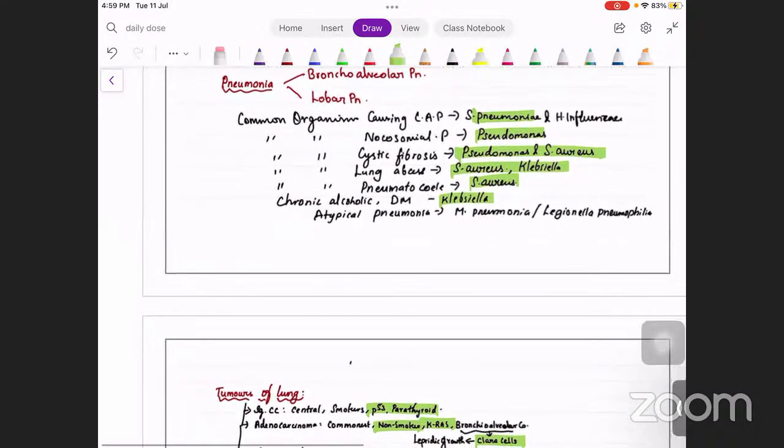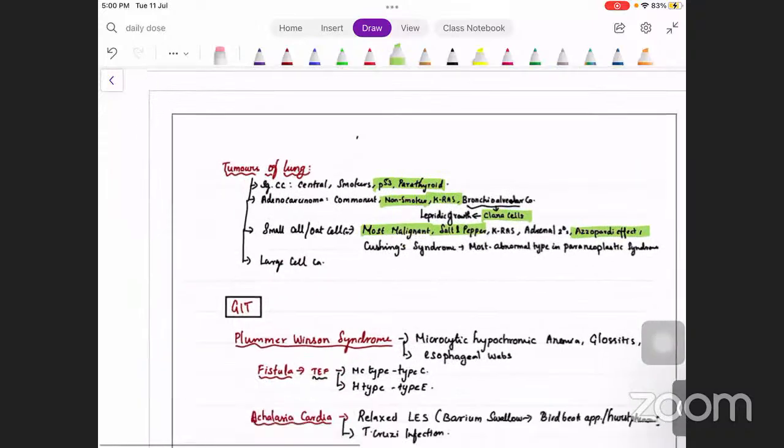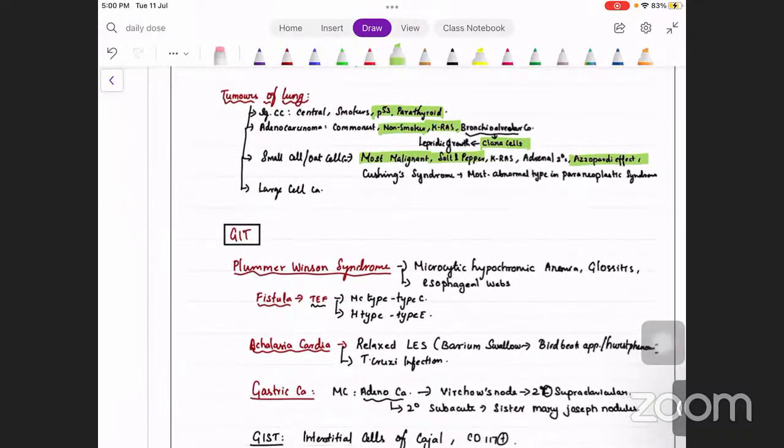Then you have pneumonia. Most common community acquired is Strep pneumo. Cystic fibrosis is Pseudomonas. Nosocomial is Pseudomonas. Lung abscess, Staph aureus. And chronic alcoholic, DM, old age, Klebsiella. Okay. Tumors of lung: P53, parathyroid, squamous cell, smokers. Squamous for smoker, adeno for non-smoker. Bronchoalveolar carcinoma, you see the Clara cells.